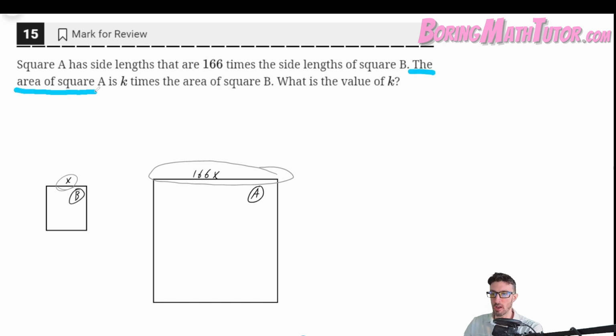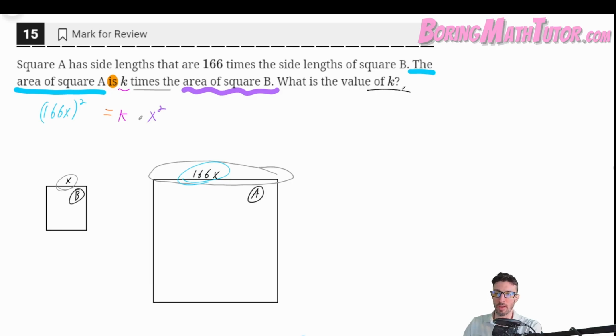They're saying that the area of square A is your hint for an equal sign. The area of square A, well, I can actually tell you what that is right now. It's just going to be 166x squared, because you'd have to multiply it by itself. And then it's saying is k times the area of square B. Well, what would the area of square B be? Well, that would just be x squared.